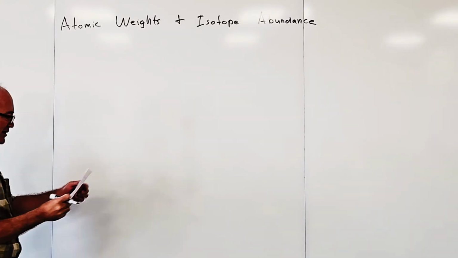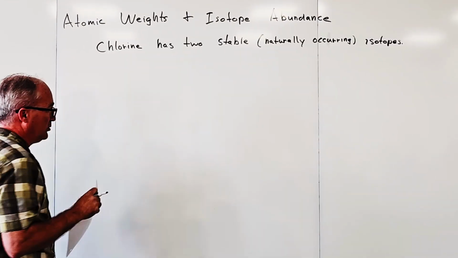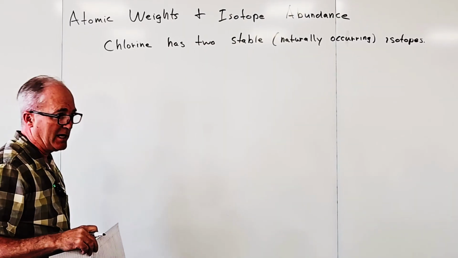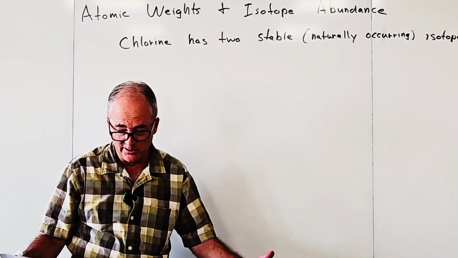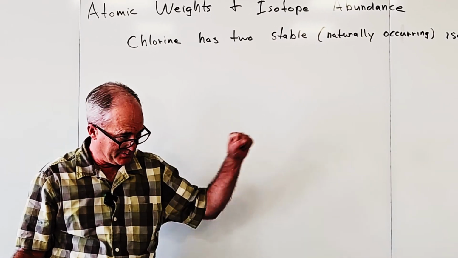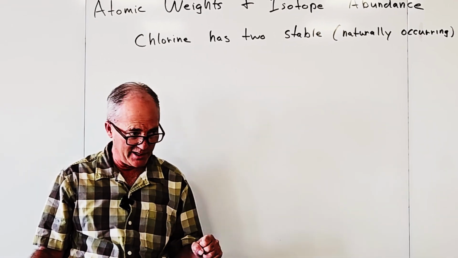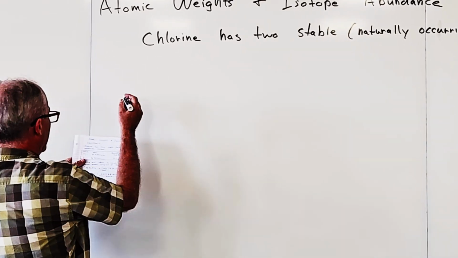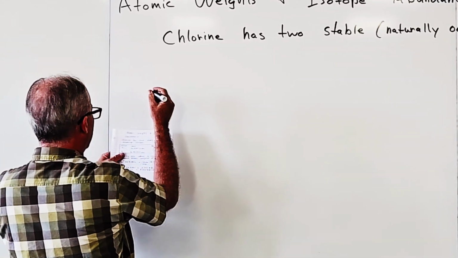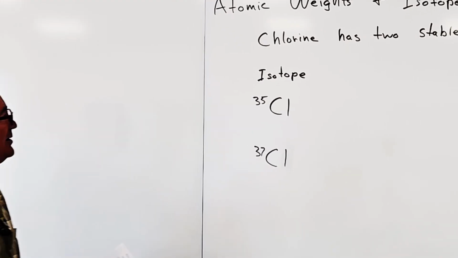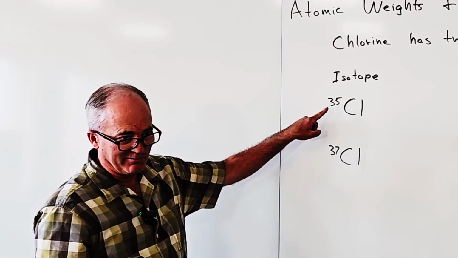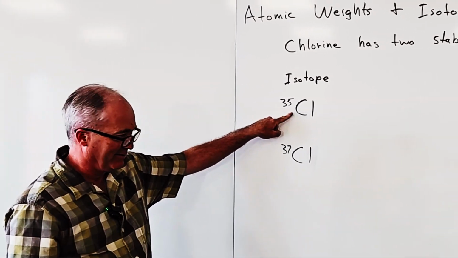So we're going to look at chlorine for an example. Chlorine has two naturally occurring isotopes. We might call them stable, meaning we find those on the surface of the earth. When you put some sodium chloride on your French fries, you're going to be ingesting two flavors of chlorine, chlorine 35 and chlorine 37. So how many protons in this isotope?